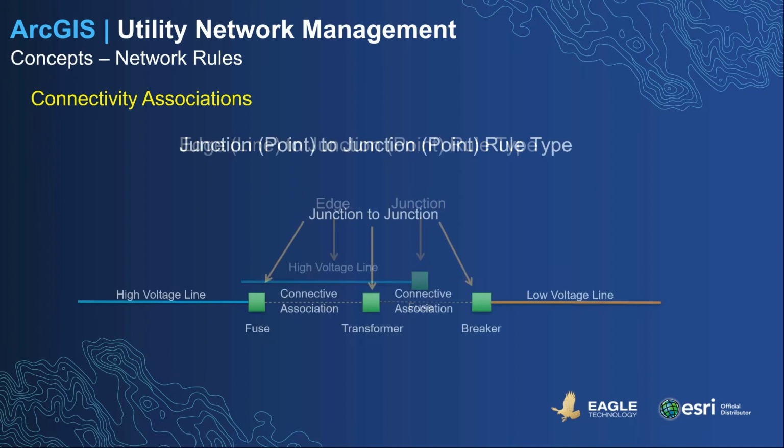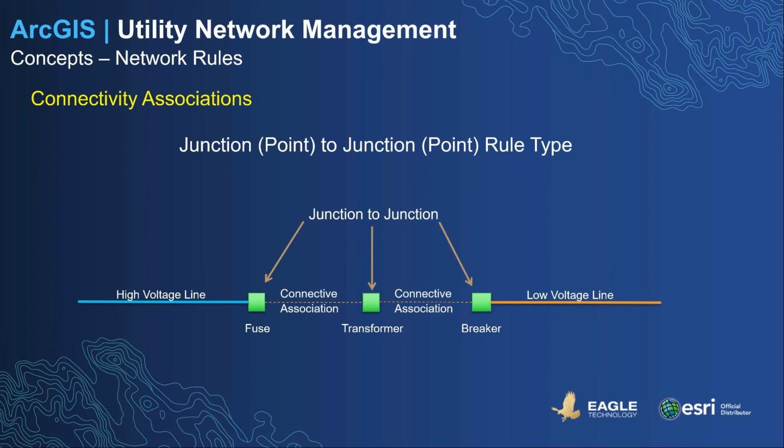Then we have junction-to-junction connectivity rules, which allow two point features that are not geometrically coincident to be connected, using what we call connectivity associations. So point features that in real life may not be physically connected, like a transformer and a breaker, can still have that implicit connectivity be modeled.